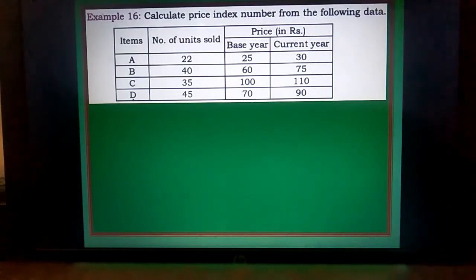And then price in rupees for the base year and the current year has been given. Price in base year we know already, P0. Price in current year is nothing but P1. Which index number is suitable here? Try to think over, students.